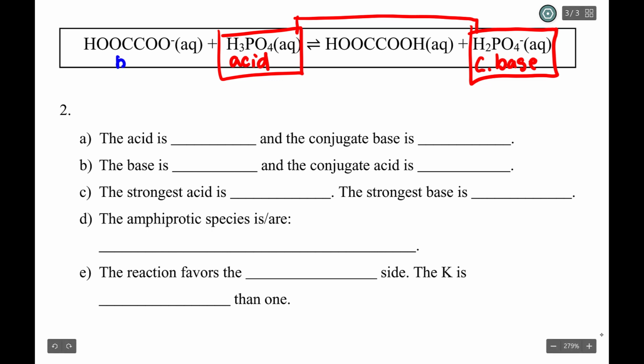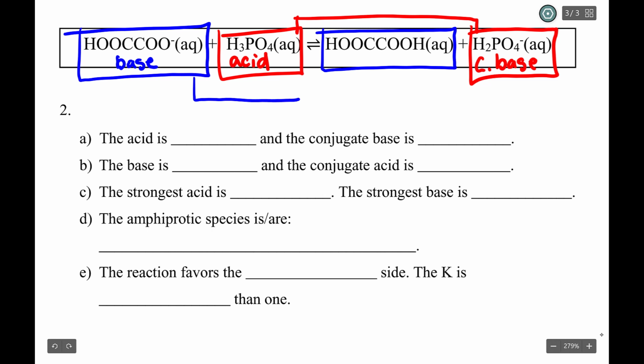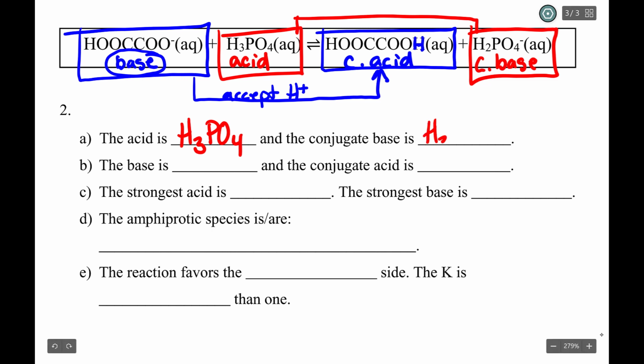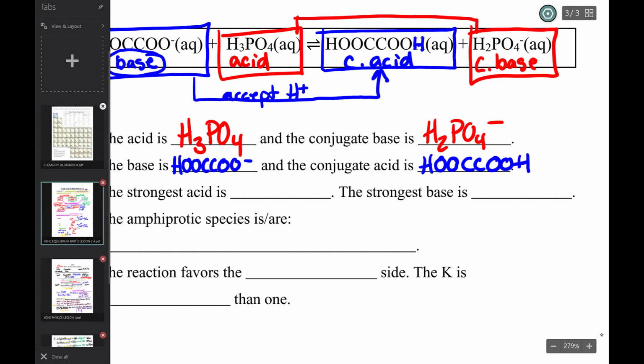That by default makes this the base, but I can confirm that when I look at the 2 species and compare them. It differs by 1 proton. But what I'll notice when I go from here to here, I can see that it has accepted an H+, which would be this hydrogen here. Now, if you've accepted an H+, then you have to be a base. So this would be the conjugate acid. So let's put those in. The acid would be H3PO4. The conjugate base would be H2PO4 minus. The base is HOOCCOO minus, and its conjugate acid is HOOCCOOH.